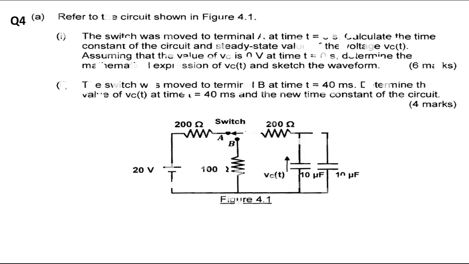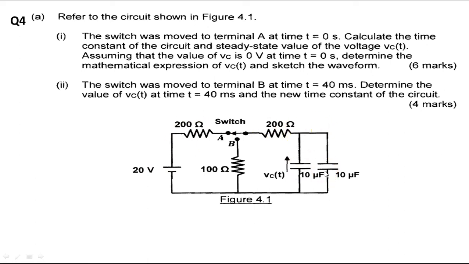This time we look at the August 2014 Past Year Exam Paper, Question 4. Question 4 reads as follows. Part A, refer to the circuit shown in figure 4.1. The switch was moved to terminal A at time t equals 0. In other words, this battery starts to charge the capacitor.